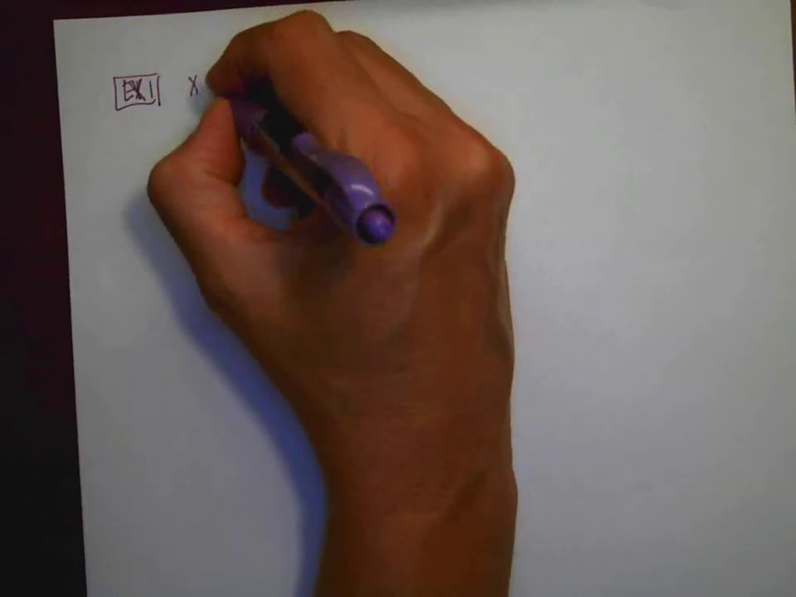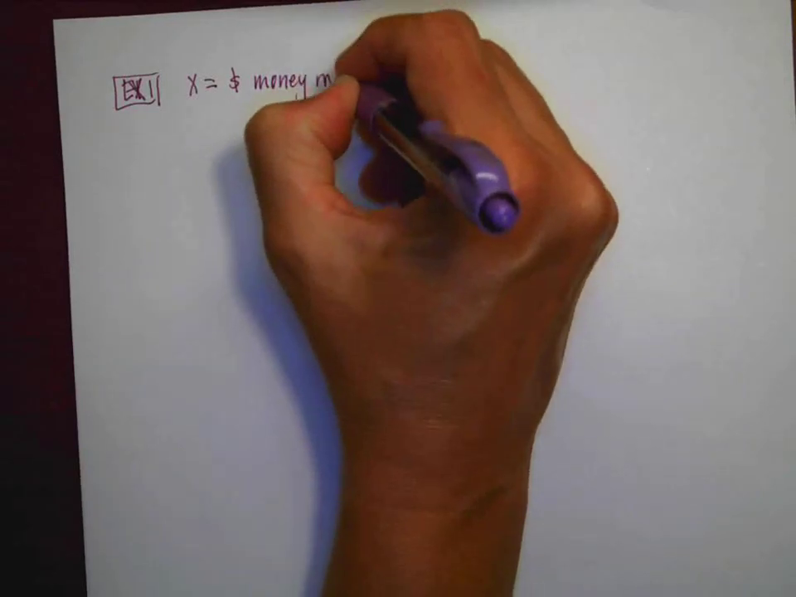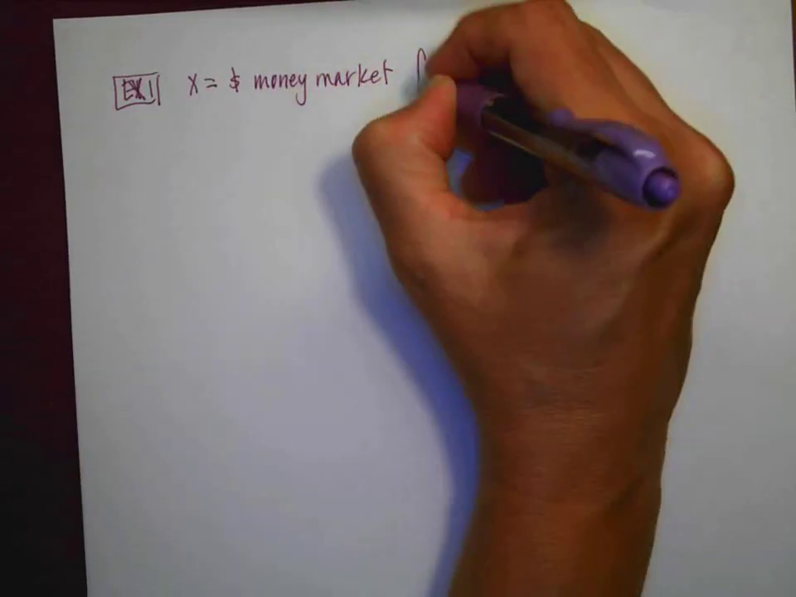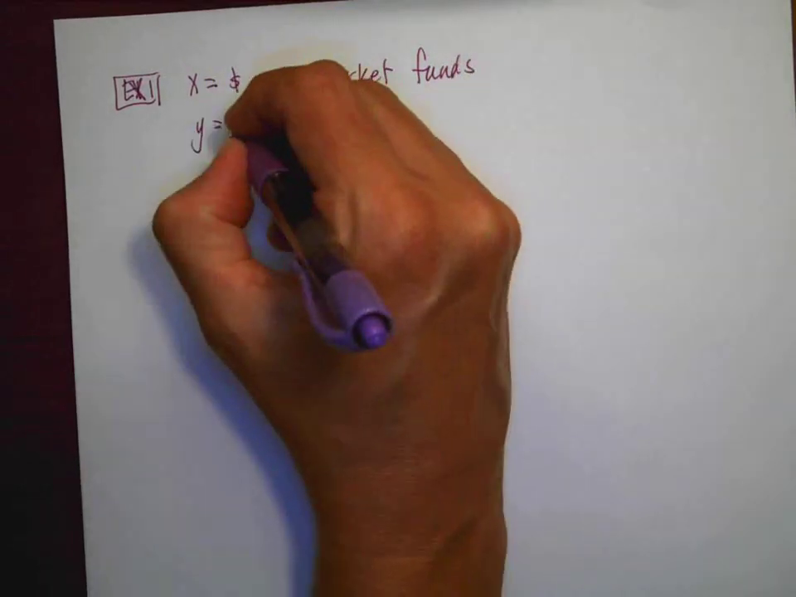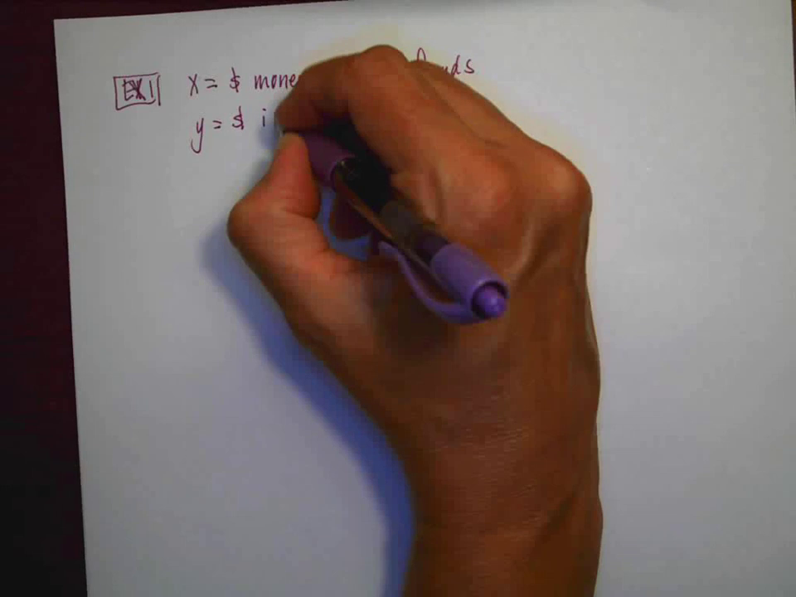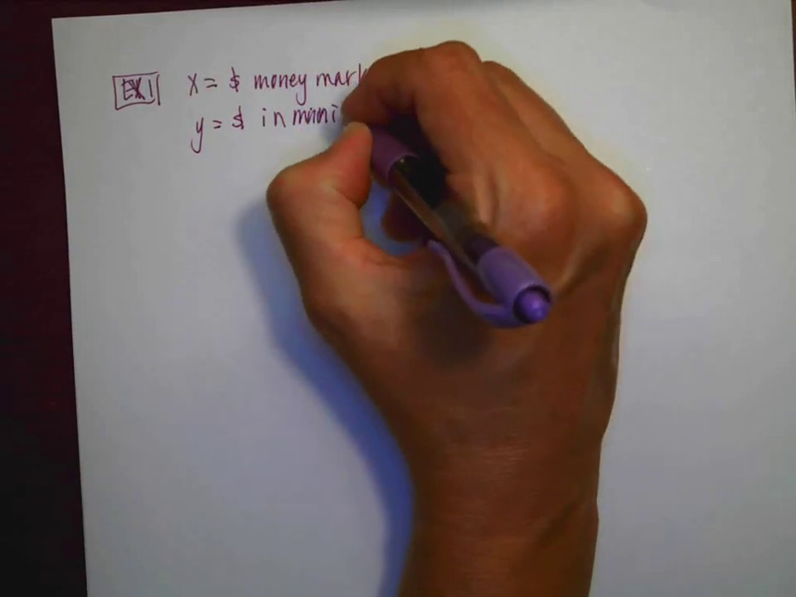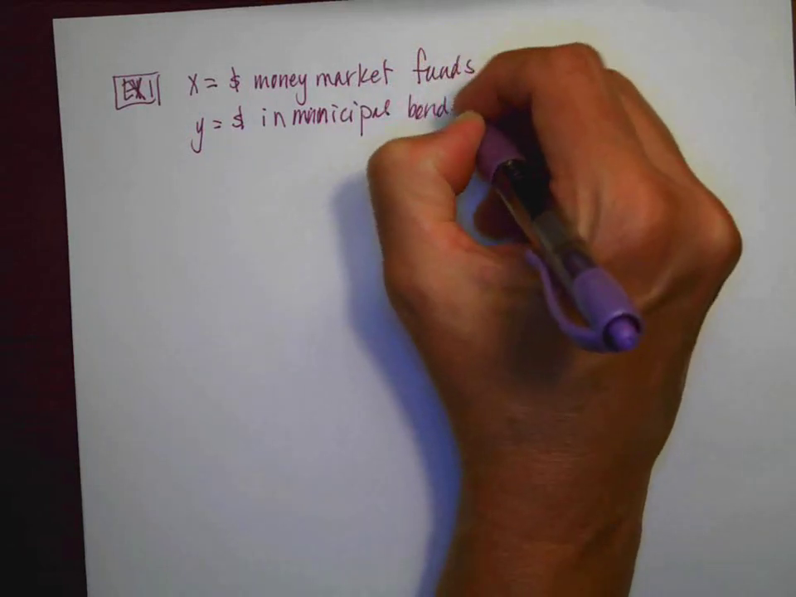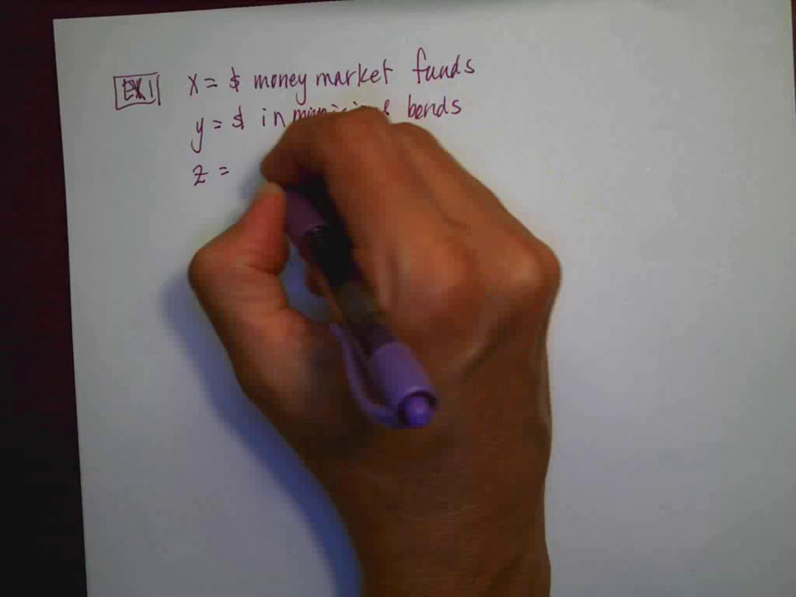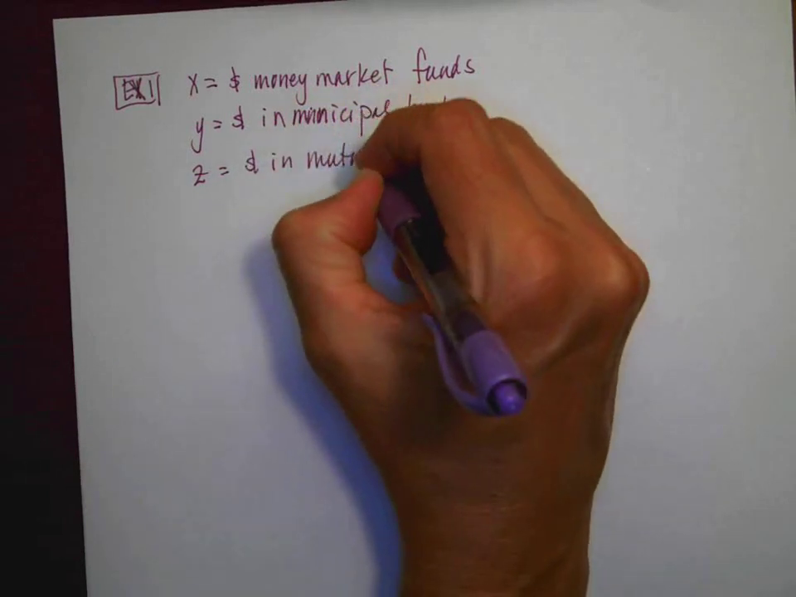I have X is going to equal the amount in the money market funds. And then I have Y is equal to the amount in the municipal bonds. Can't spell. Whew, that was rough. And then Z is going to equal the amount in the mutual funds.